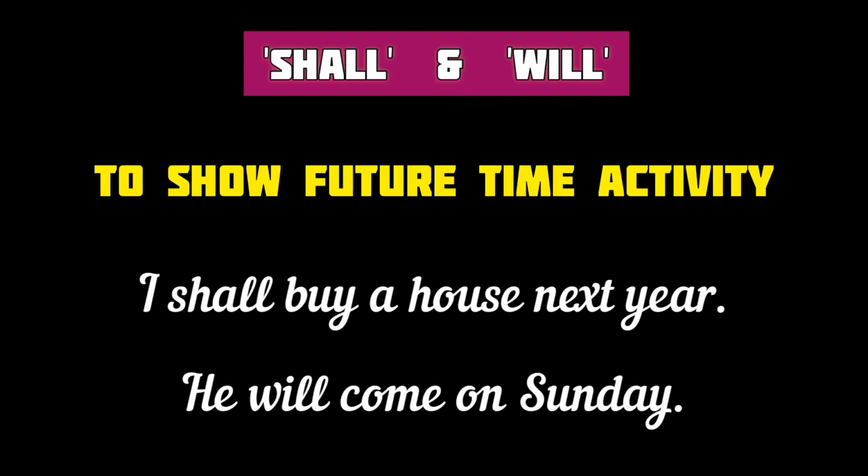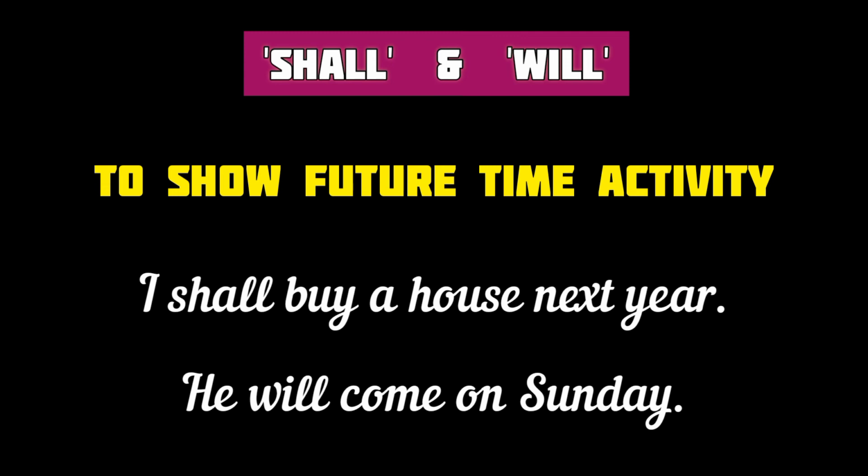Now let's talk about shall and will. We know that the two modals shall and will are used to show future time activity. Shall and will are used in the future tenses. For example, I shall buy a house next year. He will come on Sunday. Here the two activities of buying and coming are going to take place in the future.